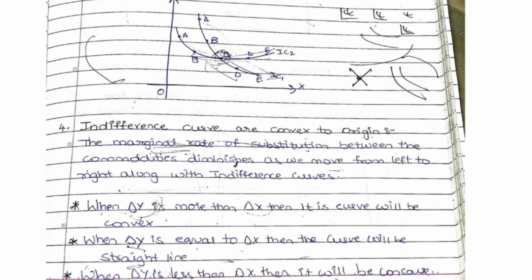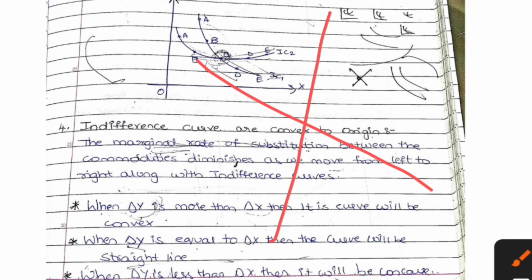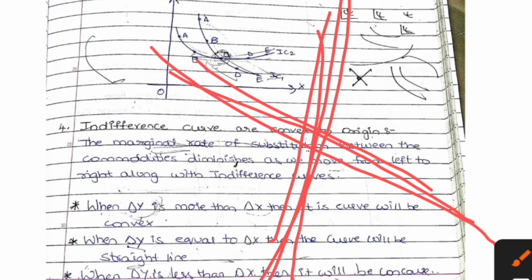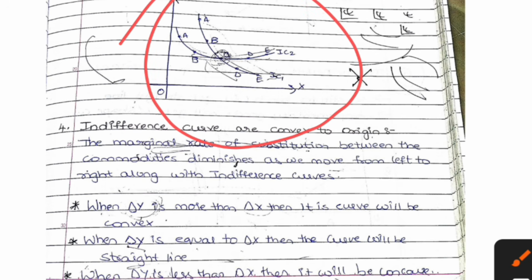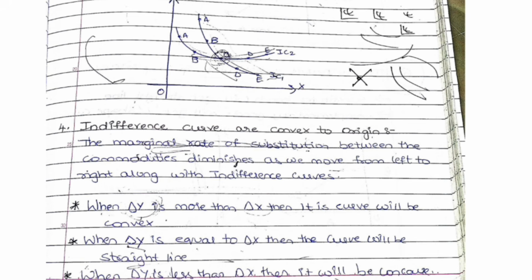Third, indifference curves cannot intersect. They should not intersect. Commodity X and commodity Y, with two or three indifference curves, they should not intersect like this. So that is the diagrammatic representation, compulsory.